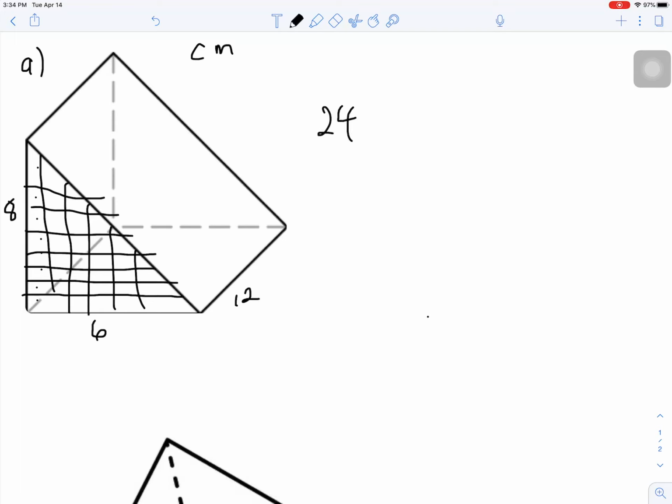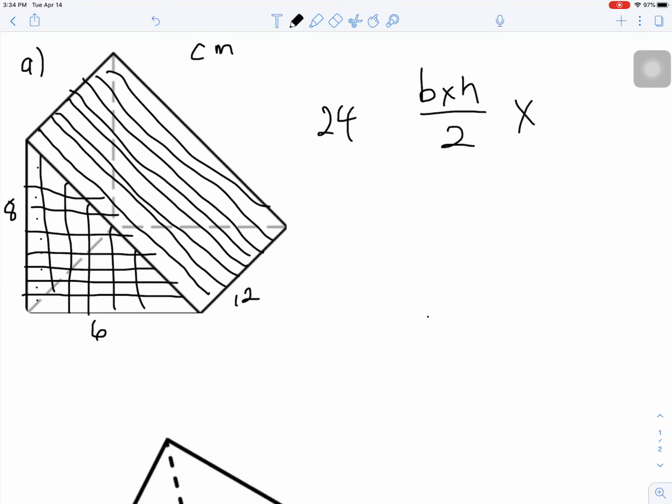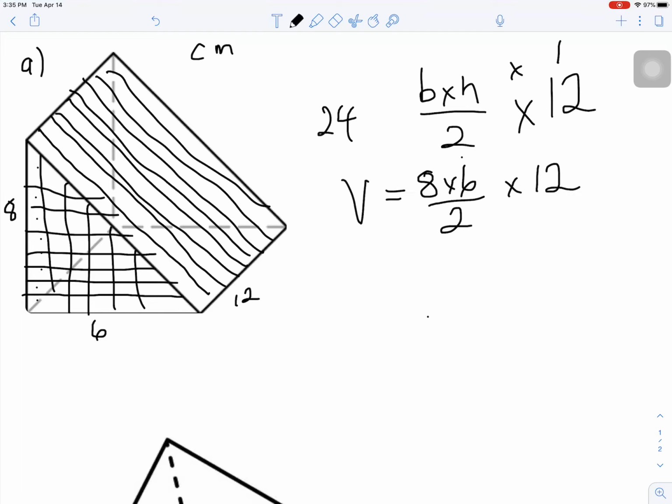So you know that when you figure this out, it's going to actually have 24 squares, right? Because we figured out that base times height divided by 2 gives you the surface area of this. Really what they're saying is that we are going 12 rows deep. It happens 12 times. So your formula is base times height over 2 times your length. Let's put real numbers in there. If we have 8 times 6 divided by 2 times 12, that is going to be your volume.